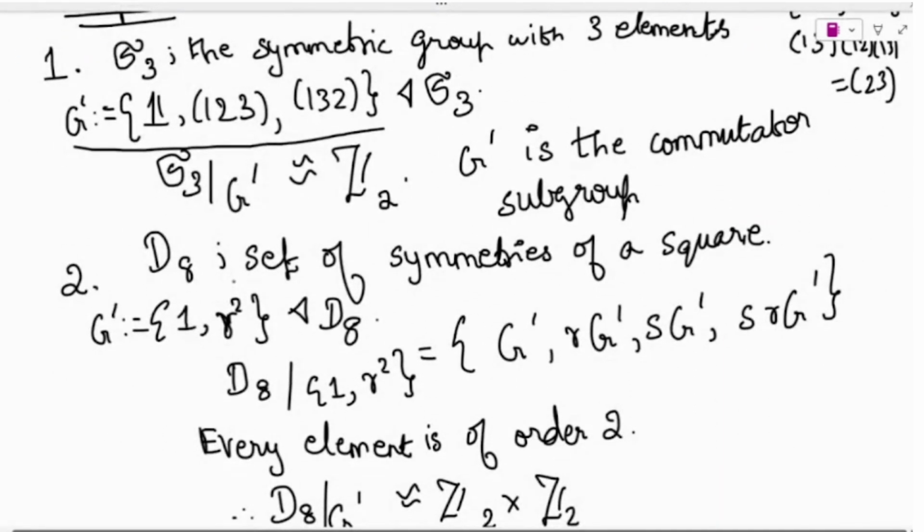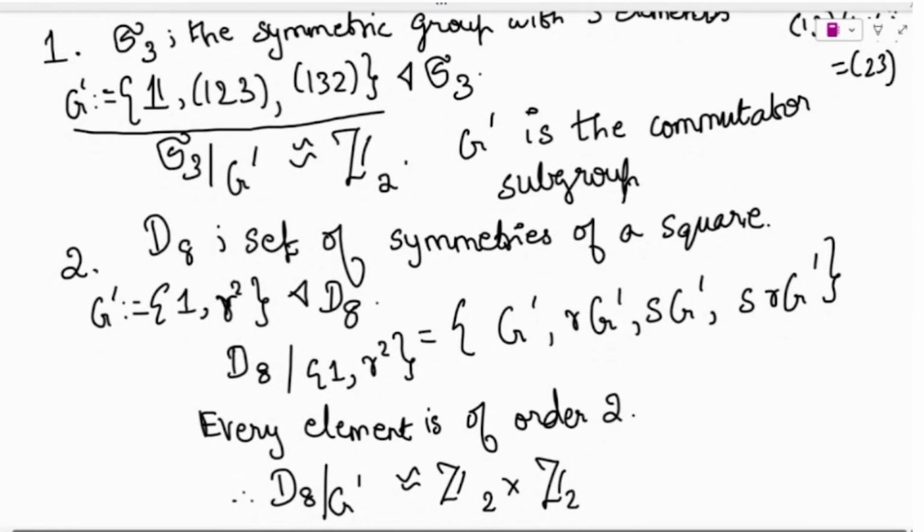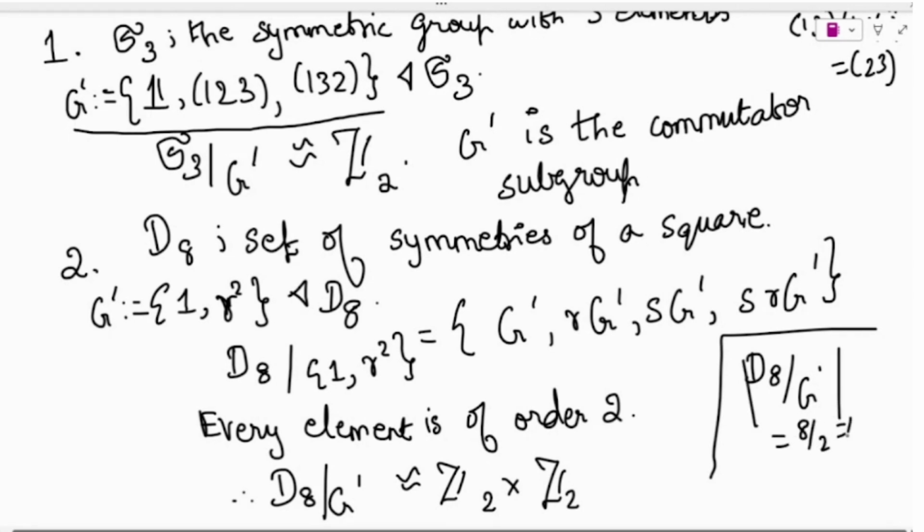My next example will be D8, the set of all symmetries of a square. Again, I have taken the example directly, but let's ponder why I took this example. First of all, if I can find a normal subgroup of order 2, I will be done. Why? Because if I find a normal subgroup, the quotient will make sense, and the order of this quotient will be just 8 by 2, or 4. And we know that every group of order 4 is abelian, so it will be done. We just need to pick the right subgroup.